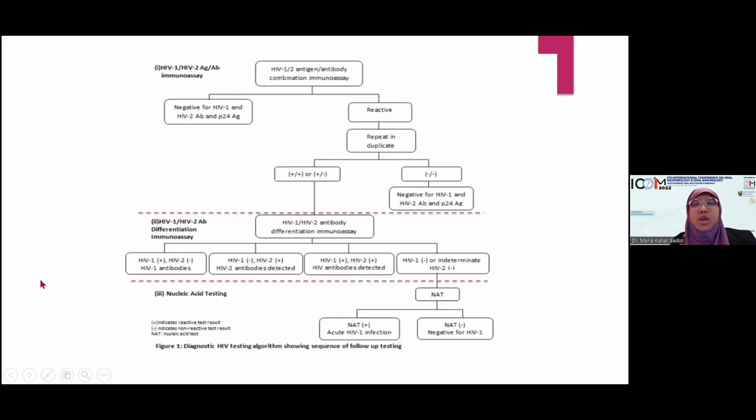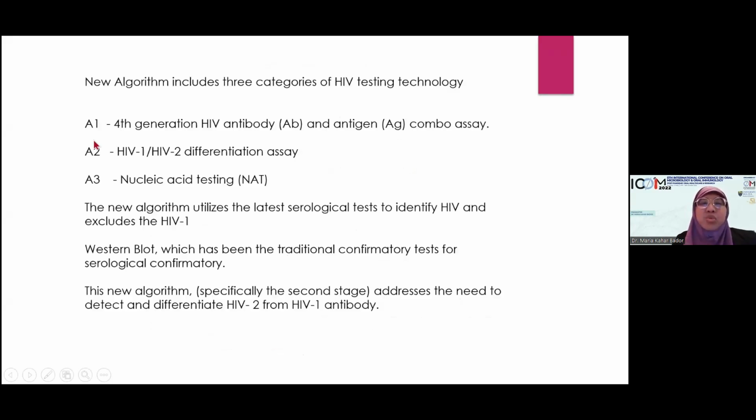Okay. So in the end, we ended up with this as our diagnostic HIV test algorithm. If it was reactive, we would repeat in duplicate, and if it was negative, we would say negative, depending on the clinical picture. And then we will go into the HIV antibody differentiation immunoassay, and that would be the algorithm that we follow. So this is our current SOP.